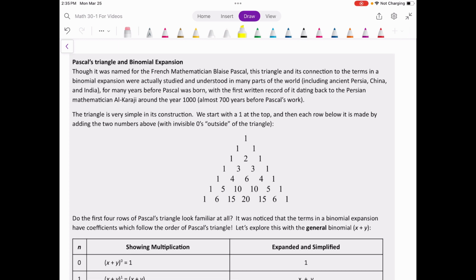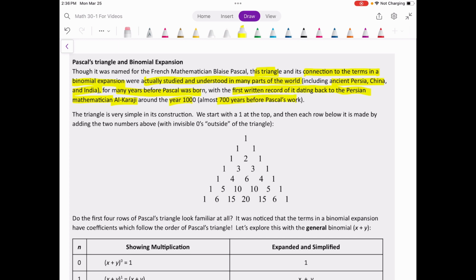But like I said, it's this triangle, and amazingly, as we'll study here, it has a connection to the terms in a binomial expansion. And again, they were actually studied and understood in many parts of the world, including ancient Persia, China, India, for many years before Pascal was born. Actually, the first written record of it dates back to the Persian mathematician Al-Karaji around the year 1000, which is about 700 years before Pascal's work.